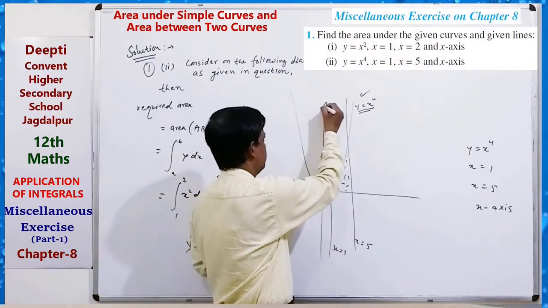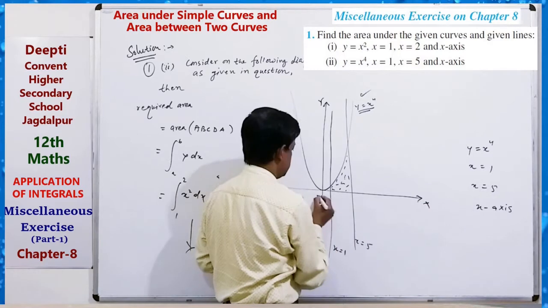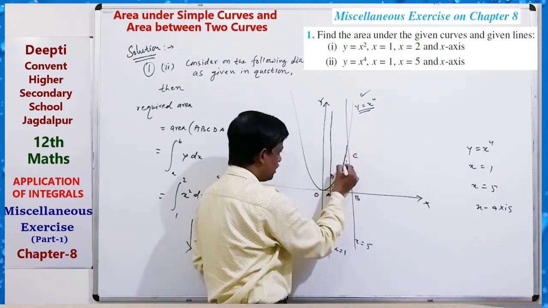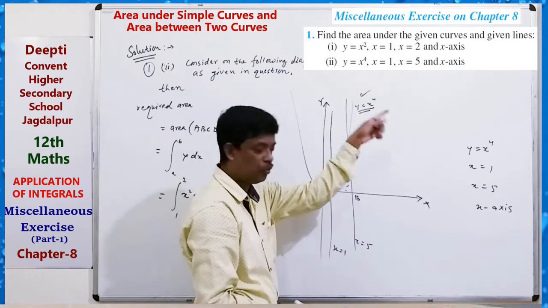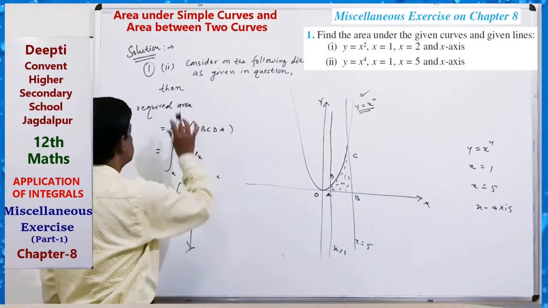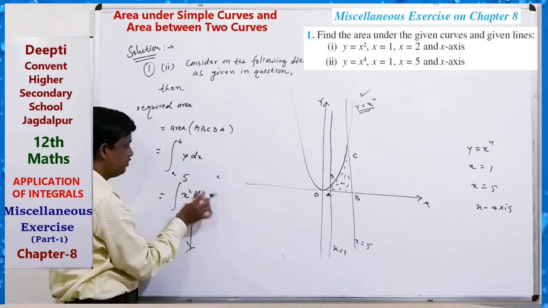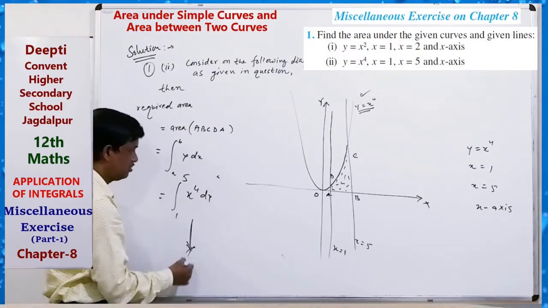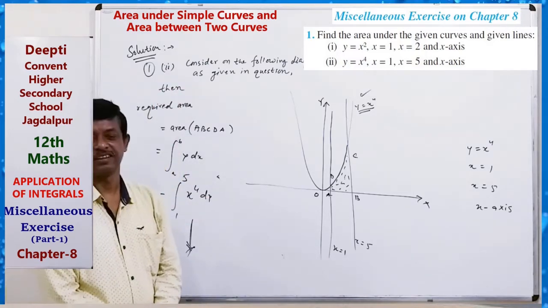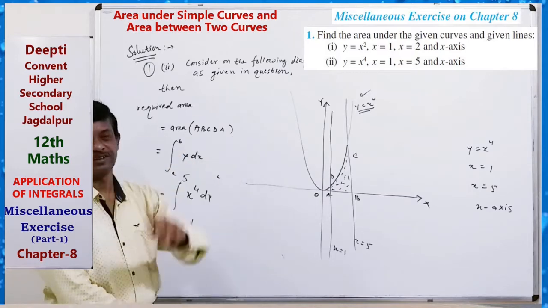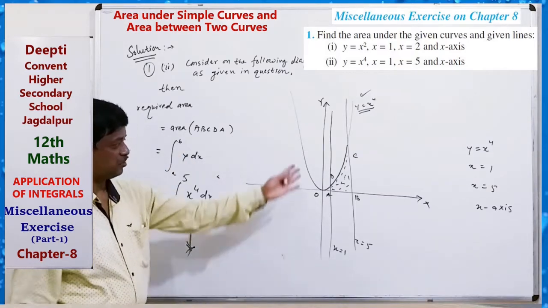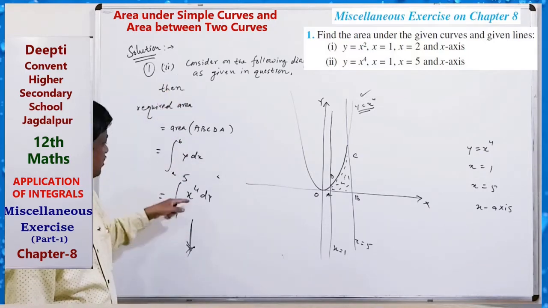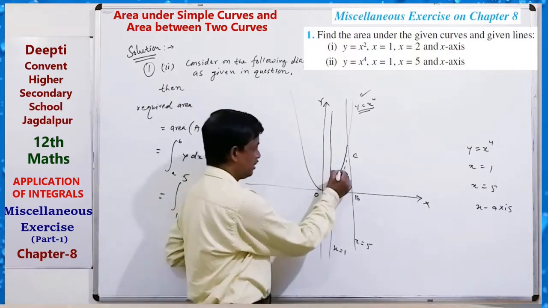Okay, same. y, x, 0, A, B, C, D. This part is from here, x to the power 4, and x from 1 to 5. So in this question, the limits are 1 to 5 and the integrand is x to the power 4 dx, and we can solve it. Same. Clear? So the first question is completed. You have to draw the diagram like this and then write this, taking the vertical strip.